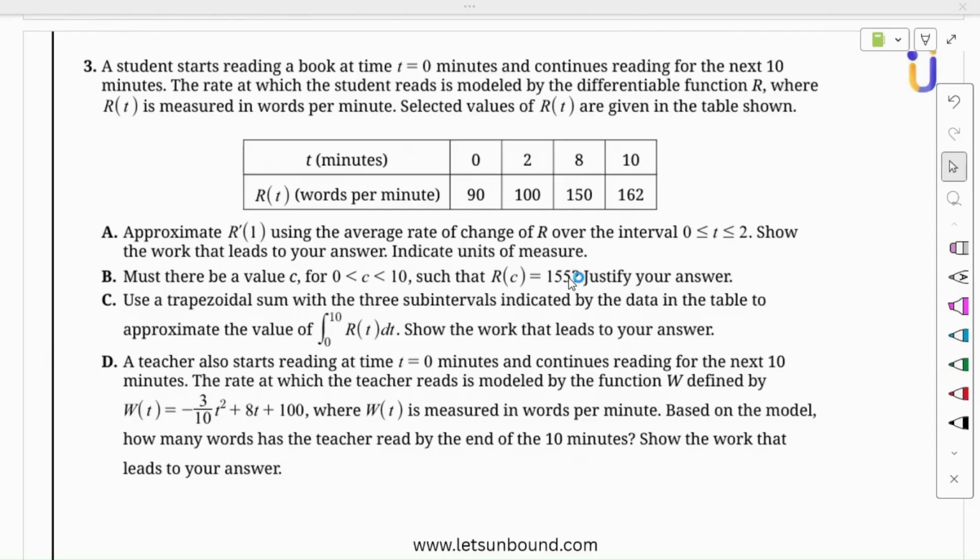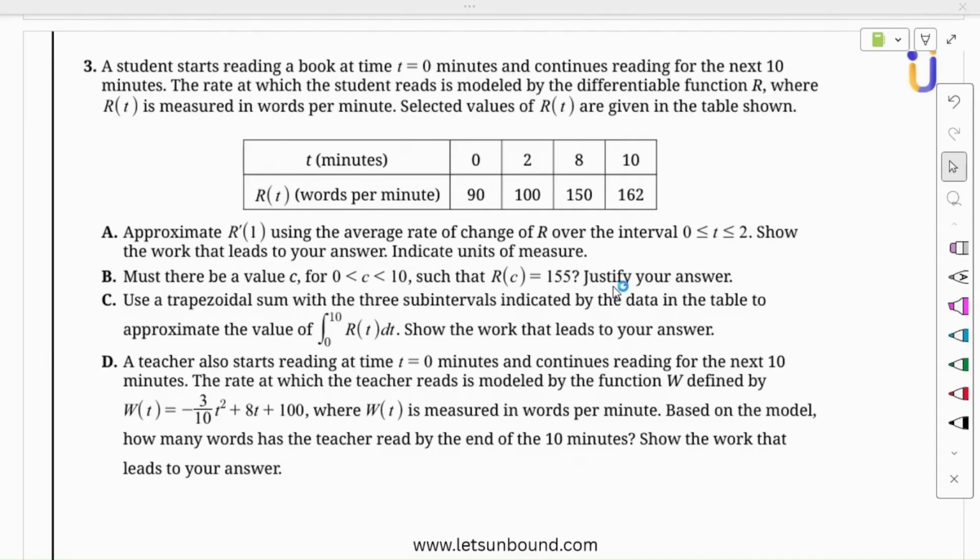We have four subdivisions. For the first one, we need to approximate r prime of 1 using the average rate of change concept, and we need to show our work and indicate units of measure. Even though it's not mentioned, always show the work and units of measure. For B, must there be a value c such that r of c is 155? We need to justify our answer, and then use a trapezoidal sum to approximate the value of a given integral, showing our work.